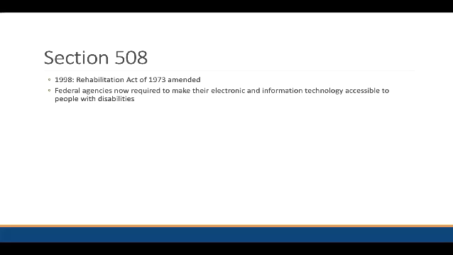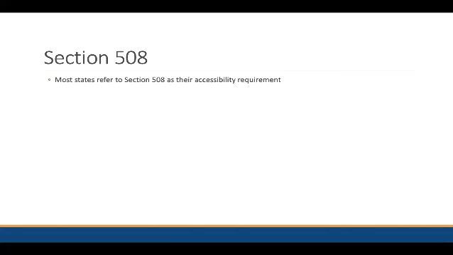And this is really recent history. I mean, the internet's been around for a long time, and computers have been around even longer before that. So it's disappointing that it took so long to require content to be accessible. Significantly, this section was revised in 2017, and now most states refer to this section of US Code as their accessibility requirement. So it lays out how accessible, what standard your content needs to be to meet Section 508.